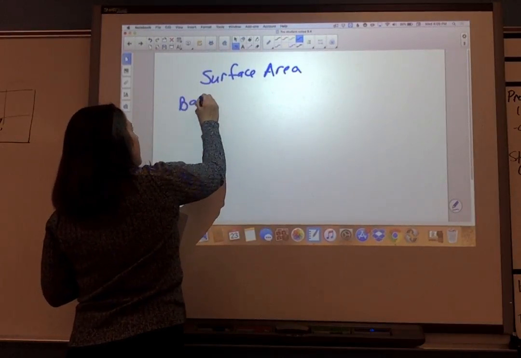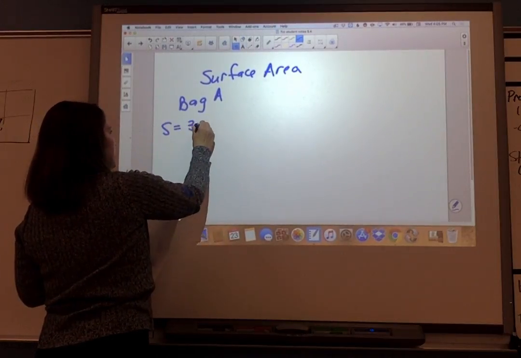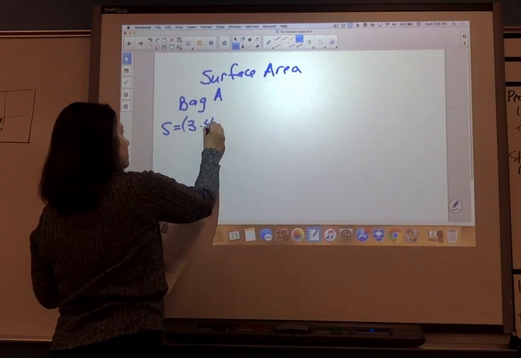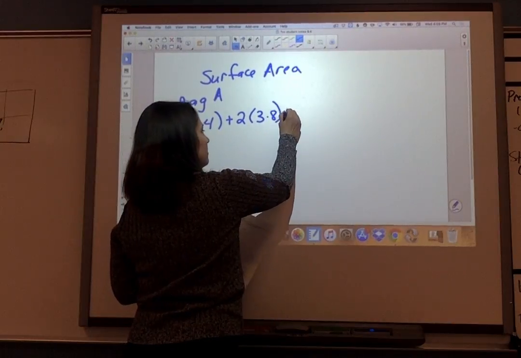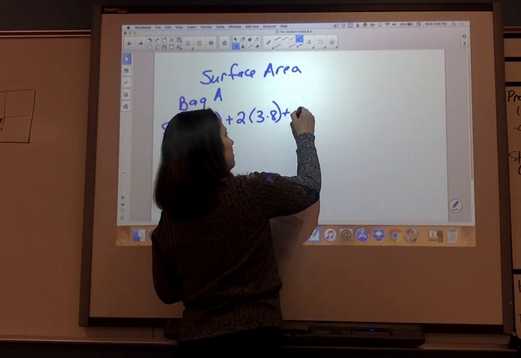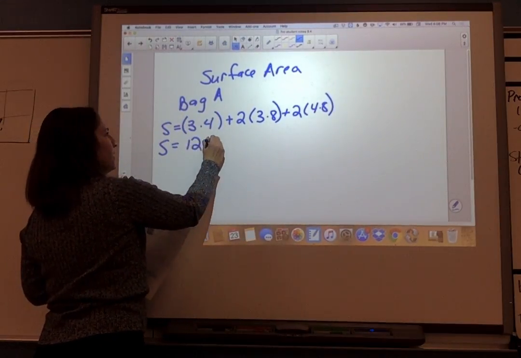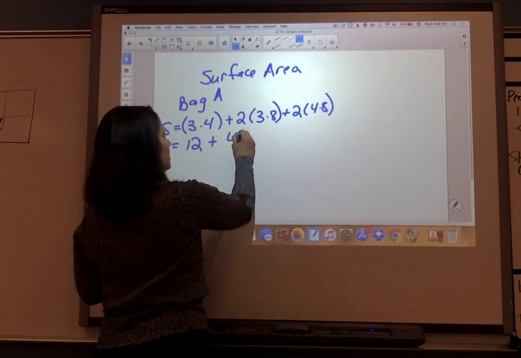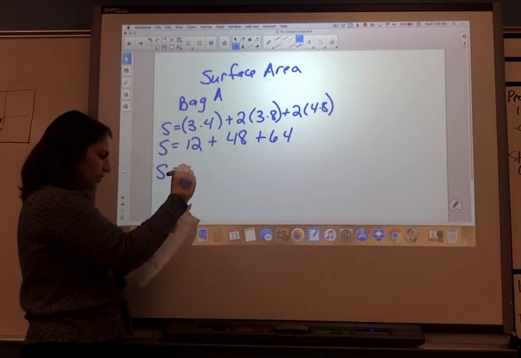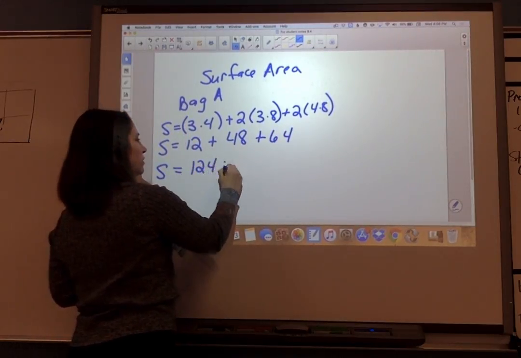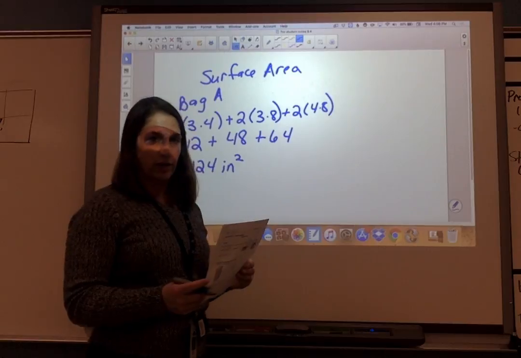So let's go ahead and do the surface area part of this. For bag A, our surface area will be 3 times 4, that's the base, plus 2 lateral faces that are 3 by 8, and then there were 2 lateral faces that were 4 by 8. So our surface area is 12 plus 48 plus 64. So our surface area is 124 square inches. Remember, now we're doing two-dimensional surface area, so it's in square inches.